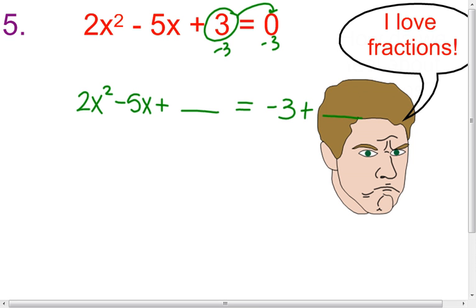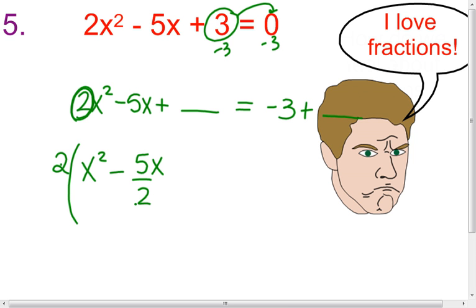Now, here's the problem. When you complete the square, your a term cannot be anything but 1. Since your a term can't be anything but 1, you have to factor that 2 out of there. So I need to pull a 2 out of this side of the equation. This is the tricky part. I have to go 2 times x squared, which gives me 2x squared. But I have to figure out 2 times what gives me negative 5x. And basically, you're going to go like this.